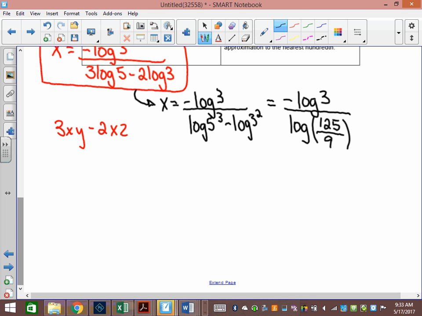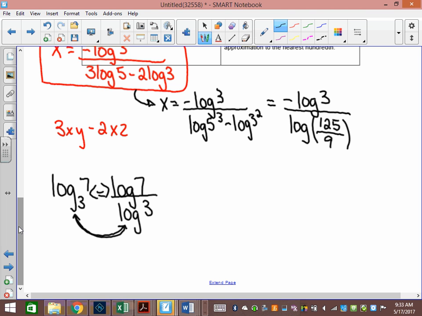Everyone forgets this rule backwards, but everyone remembers this rule forwards. This is the rule. If I have log base 3 of 7, how can I put that into my calculator? Log base 7 divided by log base 3. So everyone remembers it this way, but no one remembers it this way. It is a double-headed arrow. It goes both ways. Okay? So if I have log base 3 of 7, that equals log 7 over log 3, correct? Well, right now I have negative log 3 over log 125 over 9.